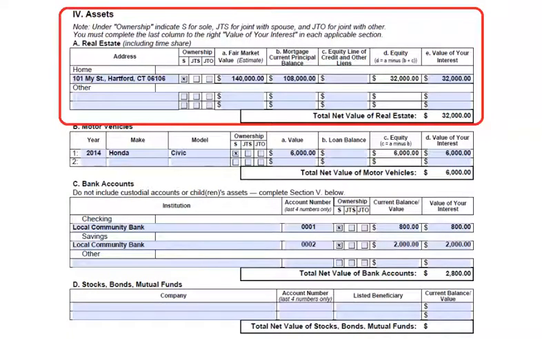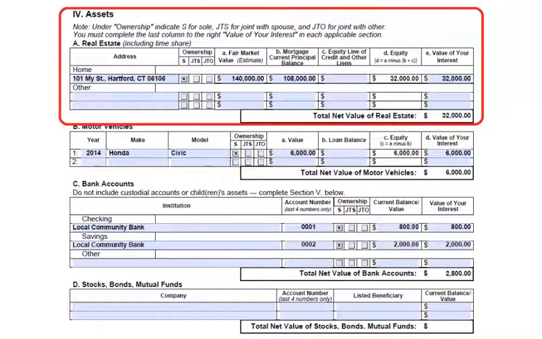Section IV is labeled Assets. This section of the form asks you to list your assets and calculate their value. It is divided into 8 parts labeled A through H. You will need to fill out the information for each part. If you do not have an asset indicated by the part title, such as Part G, Business Interest Self-Employment, you can skip that part. Part A is for real estate assets.